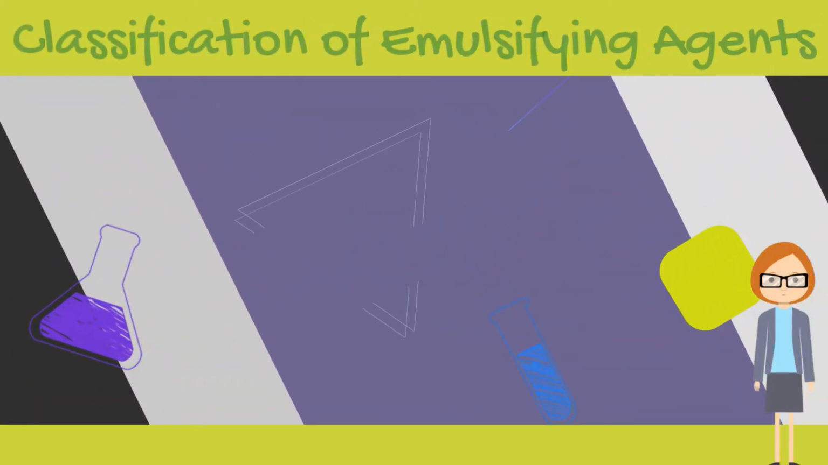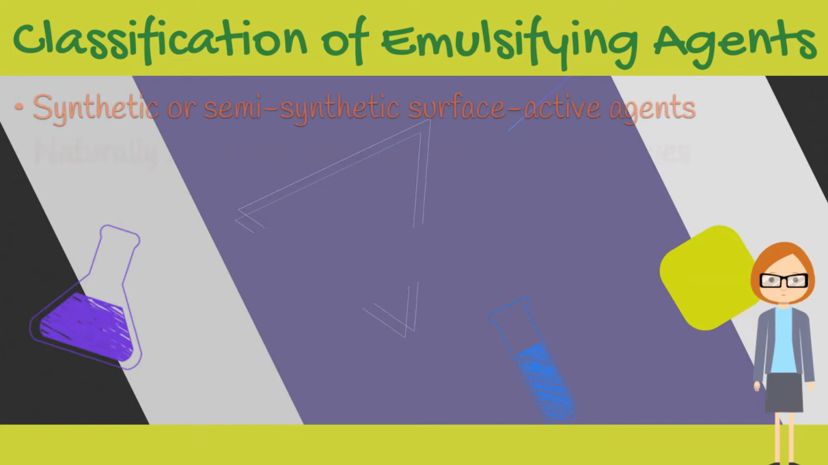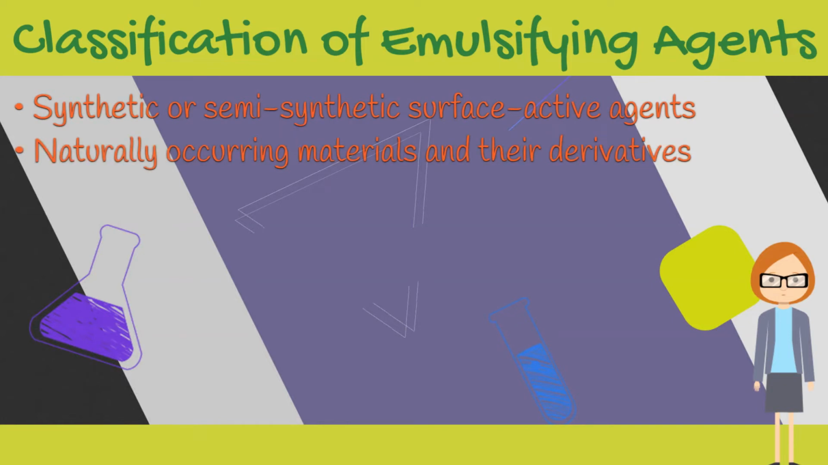Now, we will learn the classification of emulsifying agents. The inclusion of emulsifying agent, or agents, is necessary to facilitate actual emulsification during manufacture and also to ensure emulsion stability during the shelf life of the product. There are many types of emulgent available, but for convenience, they can be divided into two main classifications. Synthetic or semi-synthetic surface active agents. Naturally occurring materials and their derivatives.